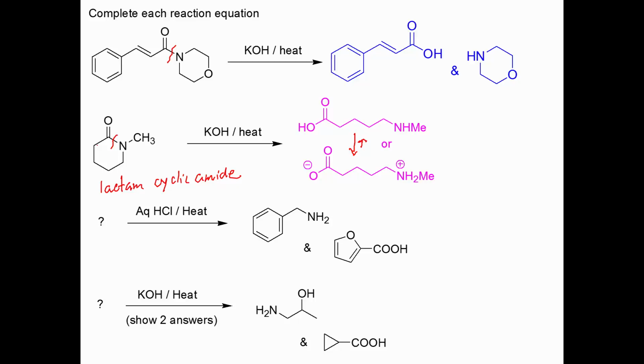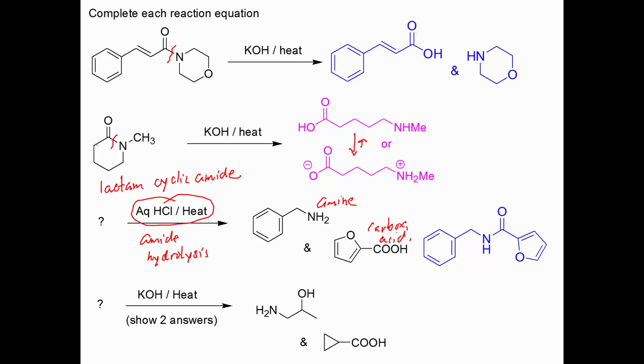All right, so this question here is a retrosynthesis. Okay, so this looks like the conditions for an amide hydrolysis. And we have an amine and a carboxylic acid. So that means the product over there on the left side of the equation should have been an amide. Okay, so this is the amide that would correspond to those two hydrolysis products.